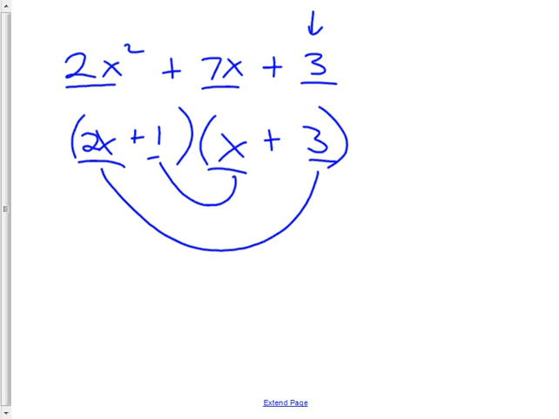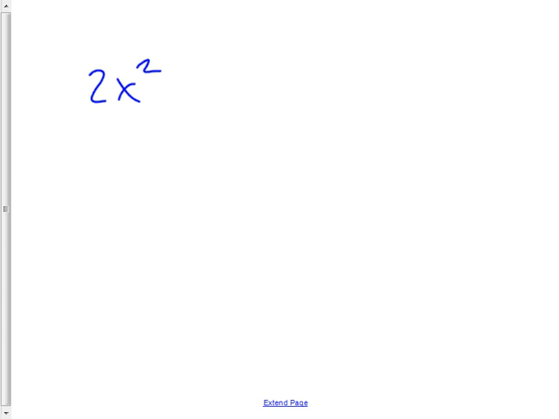All right, I did that one pretty much for you. I want you to try one like that. And it goes like this. 2x squared plus 7x plus 5. Factor it. 2 sets of parentheses.